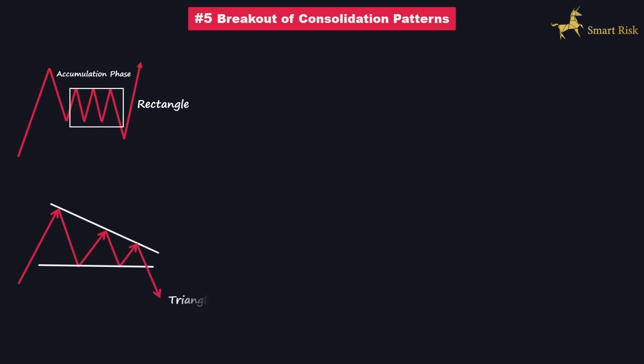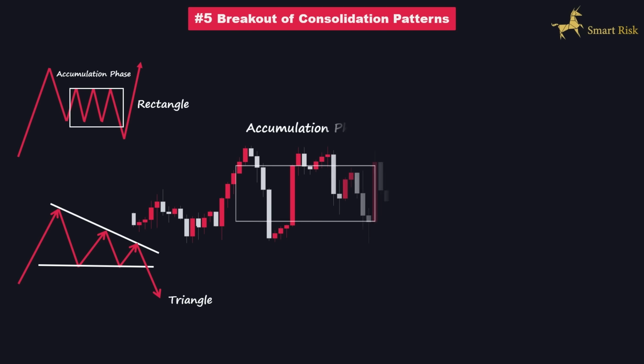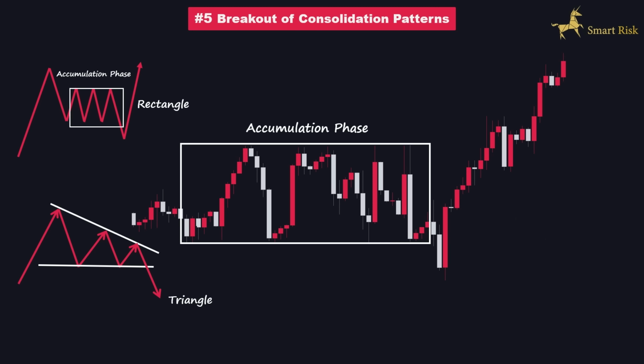Next is the breakout of consolidation patterns. Inducement can occur when a price breaks out of a consolidation pattern, such as a range or triangle. Traders may perceive a breakout as a strong signal, leading them to enter positions. However, the market manipulators can reverse the price direction after trapping traders.